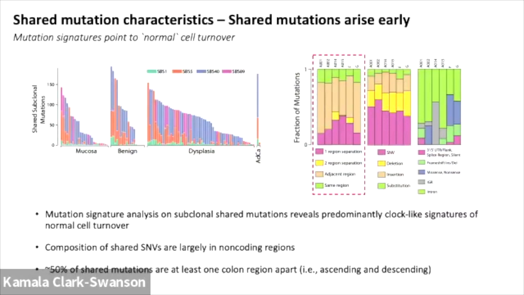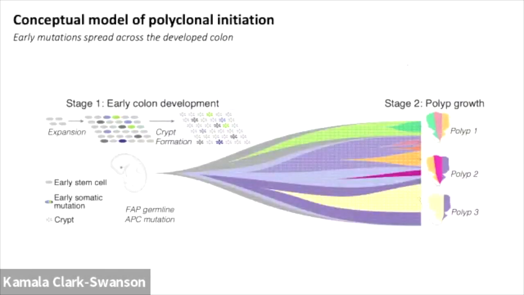We think what's going on here can be explained through a conceptual model of polyclonal initiation. During early colon development, during embryogenesis, you begin to accrue somatic mutations as the epithelial sheet begins to form prior to crypt formation. Then in the middle of embryogenesis, I think in mice it's week 11 to 15, you begin to get those crypts forming.